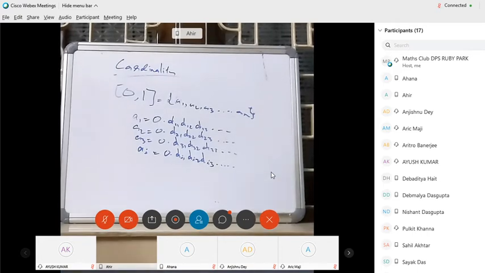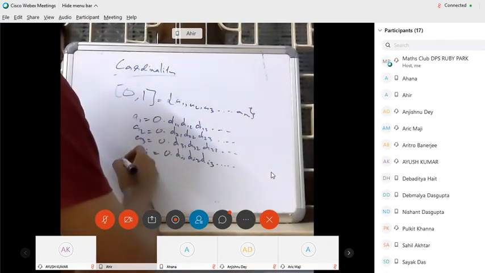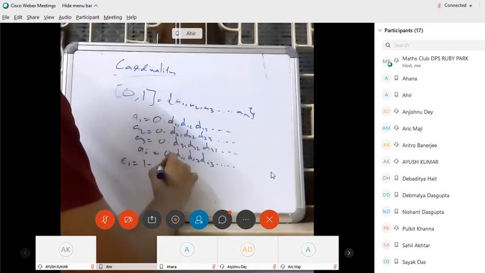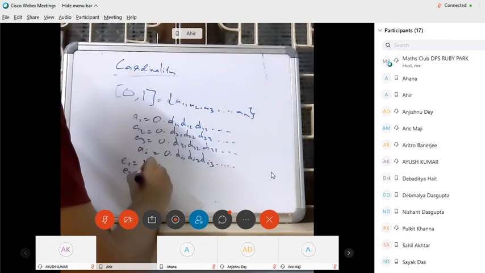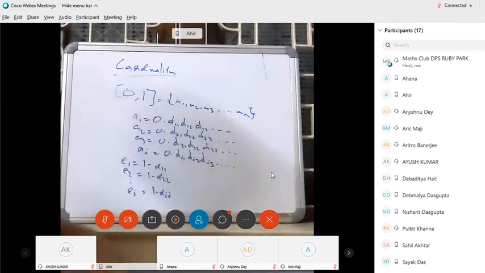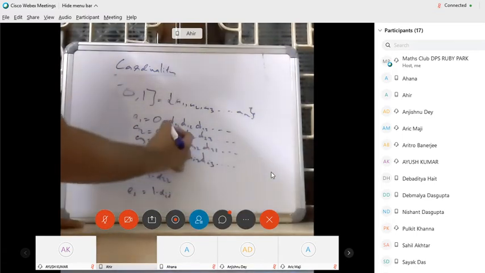Now define E1 as 1 minus D11. Define E2 as 1 minus D22. Similarly, define EI as 1 minus DII. So if D11 is equal to 0, we have E1 equals 1. And if D11 is equal to 1, we have E1 equals 0.